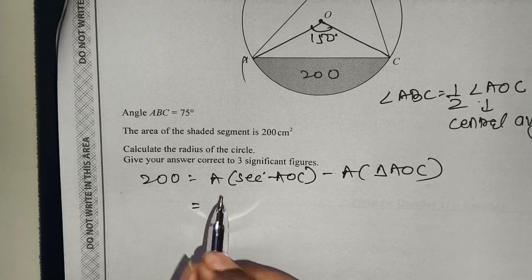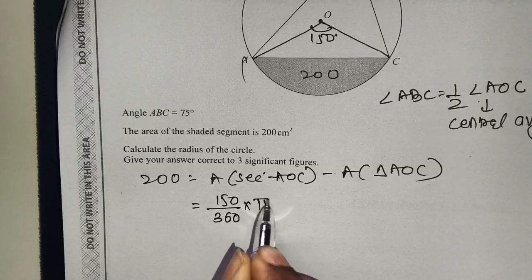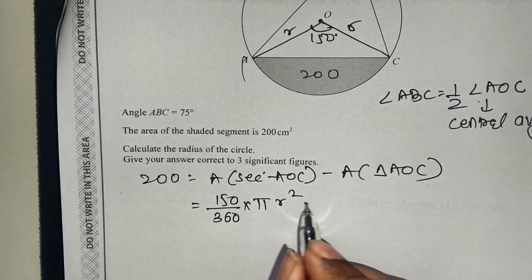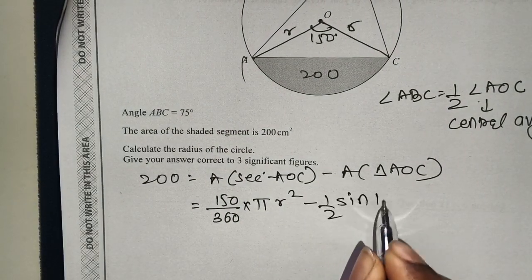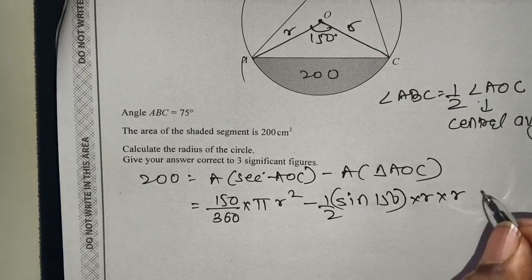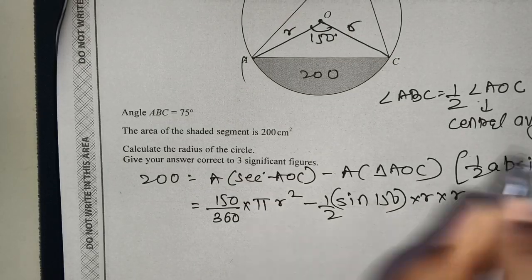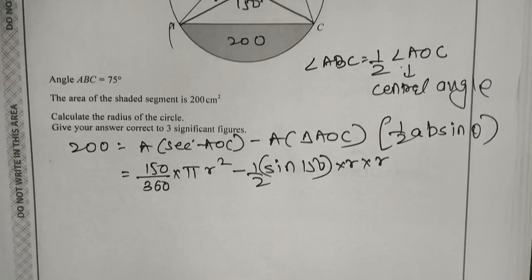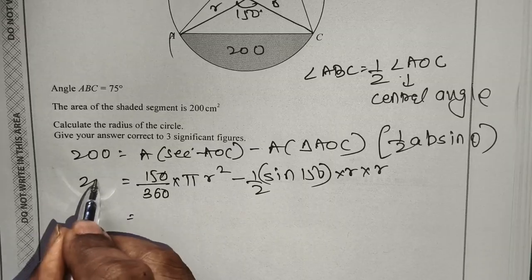Correct? How to find the area of sector AOC? Theta upon 360 into pi r squared. r is our unknown, minus half sine 150 into r squared. Correct? Because what is the formula for the area of a triangle? Half ab sine theta. Correct? That is the formula, half ab sine theta. Now I'm going to solve this further. So I'm going to get this is equal to 200.